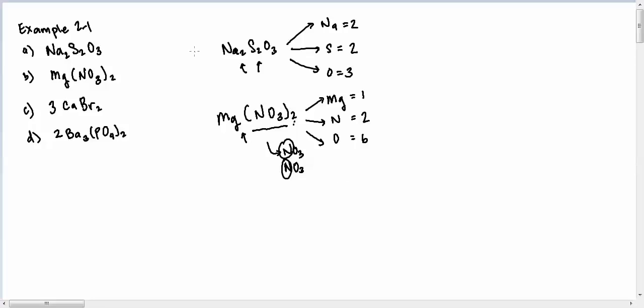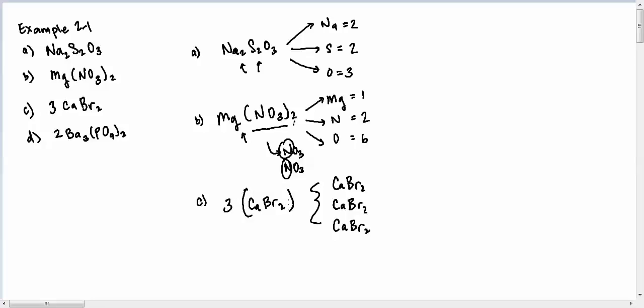All right, so that was A. Here's B. And we'll try part C, or question C. I have 3CaBr2. So essentially what that's saying is that that is the same as having CaBr2, CaBr2, CaBr2. Now this time, the 3 actually does apply to the Ca and the Br.